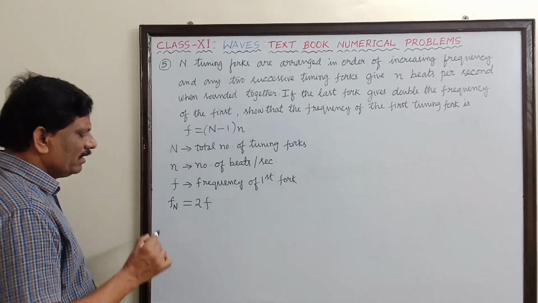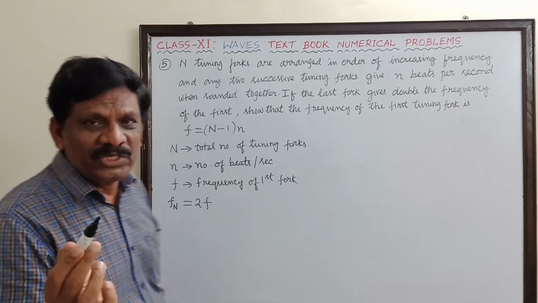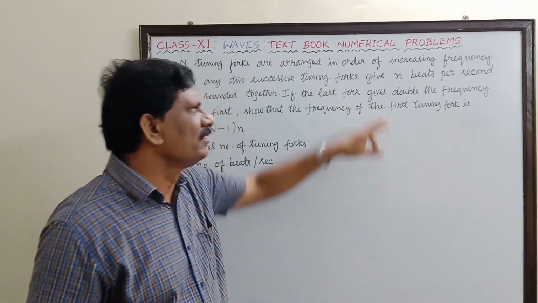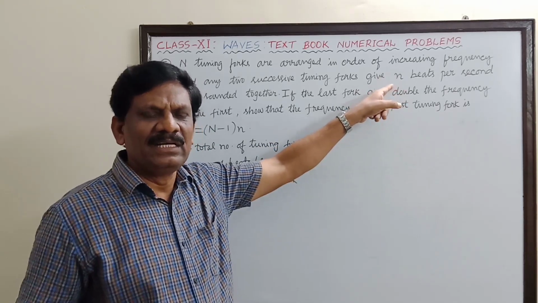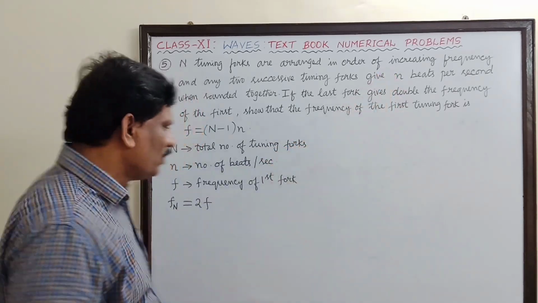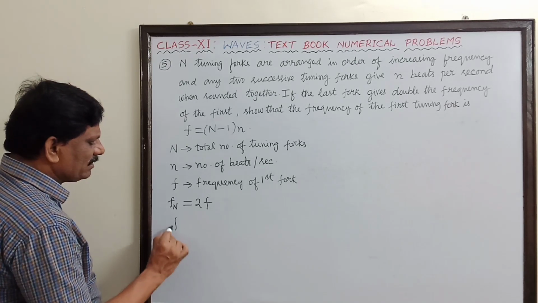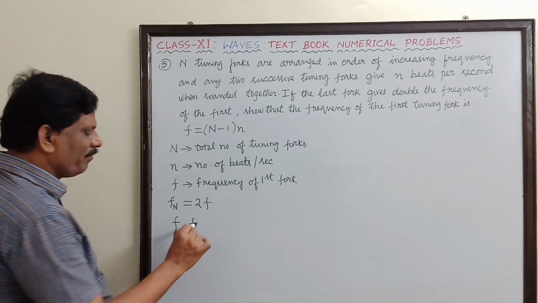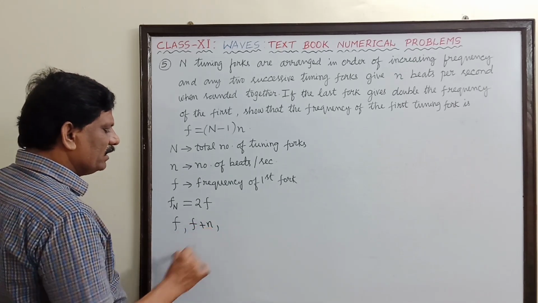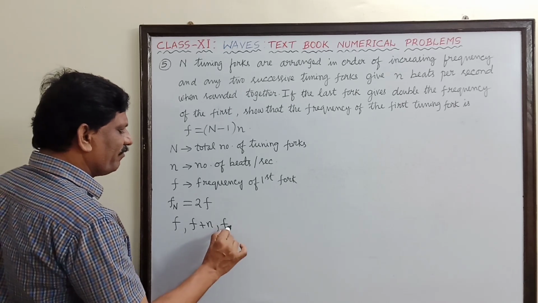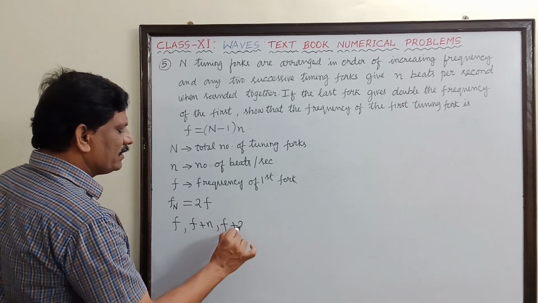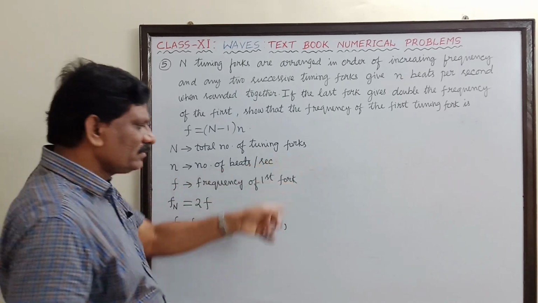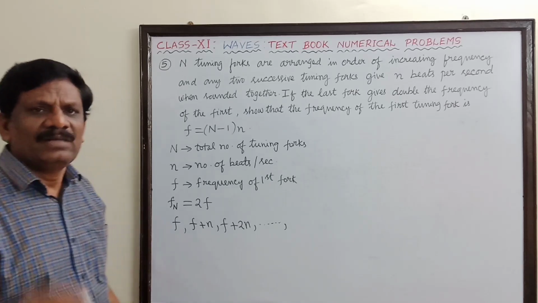Okay students, now the first tuning fork and the second tuning fork have a frequency difference equal to small n, because n beats are produced, is it not? So I will take the first frequency as f, then the next frequency must be f plus n. And the third frequency must be f plus n plus n, that is f plus 2n. So like that, in this series, what will be the last frequency?